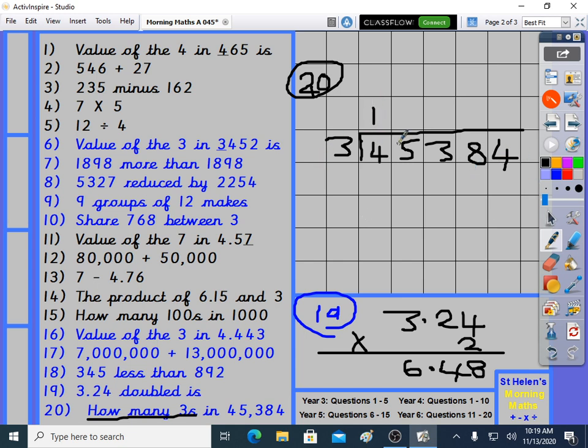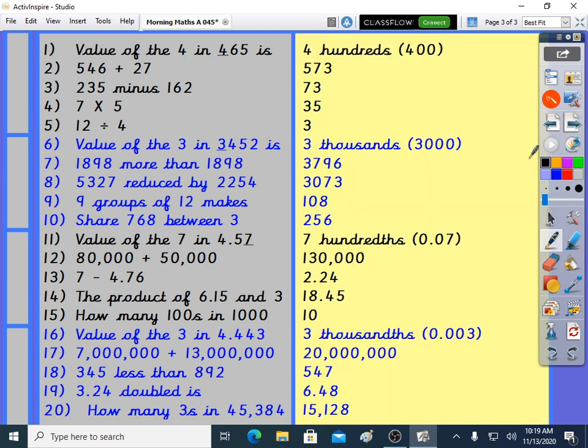3 into 4 is 1, carry the 1. I don't need to tell year 6 how to do this stuff. I need to remind myself though, got a bit stuck then. 15,128. The numbers got smaller because division usually makes things smaller. It used to be 45,000 and something, now it's only 15,000 and something. That makes perfect sense. So 15,128, that's this answer. Let's check all of our other answers.